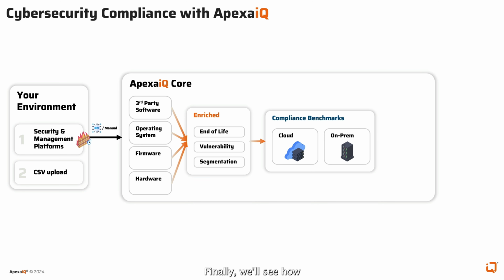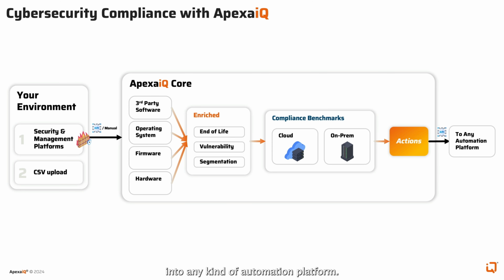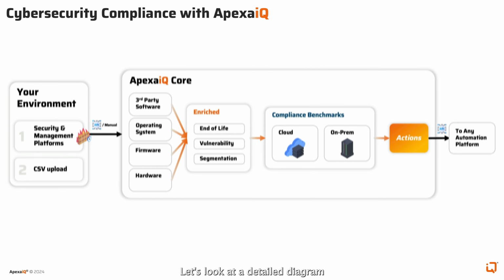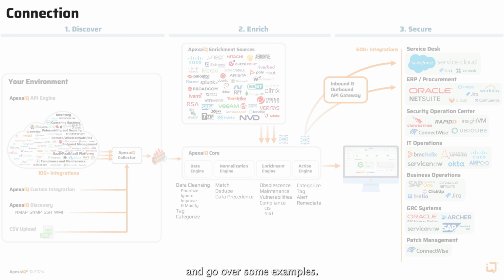Finally, we'll see how we can take actions on the non-compliant assets by triggering outbound actions into any kind of automation platform. This way, ApexaiQ not only shows you where the problems are, but empowers you to proactively fix them. Let's look at a detailed diagram and go over some examples.